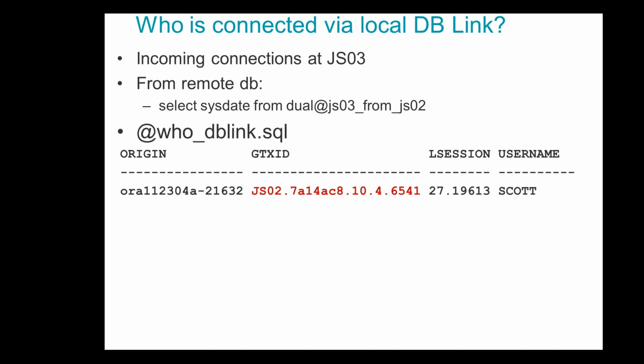And here we can see the information about who is connected via the database link. So we see the origin, the server, the process ID, the global transaction ID for this connection from JSO2. We see the session number and the serial number and the username that's connected.